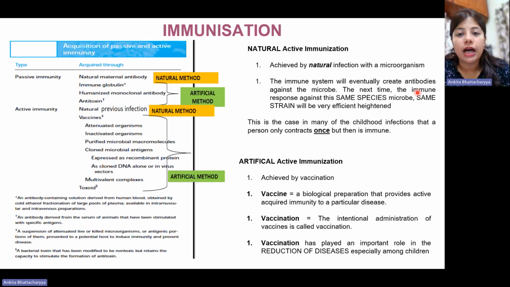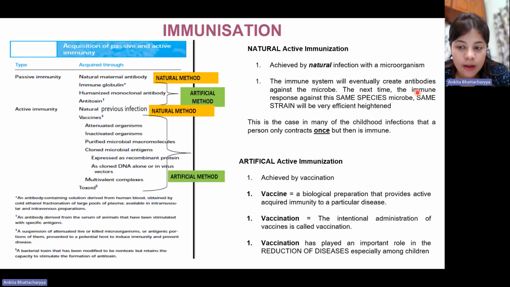An example of this is the case in many childhood infections where a person has contracted a certain disease more than once in their lifetime and then becomes immune to it during subsequent infections. Artificial active immunization, however, is achieved by vaccination. A vaccine is a biological preparation that provides active acquired immunity to a particular disease. And the intentional administration of this vaccine cocktail is called vaccination.